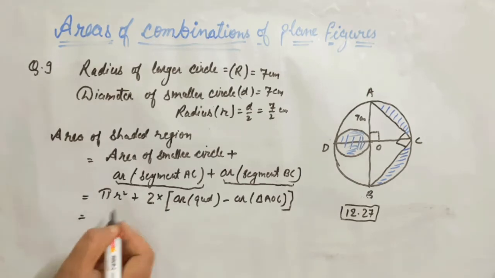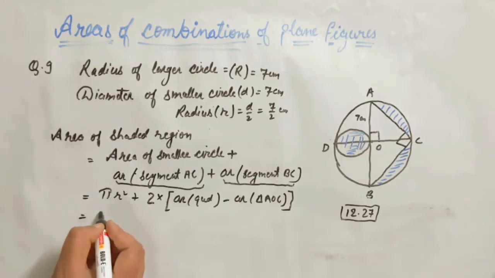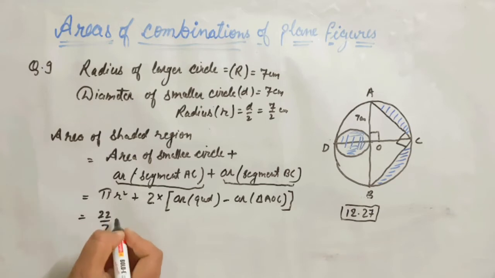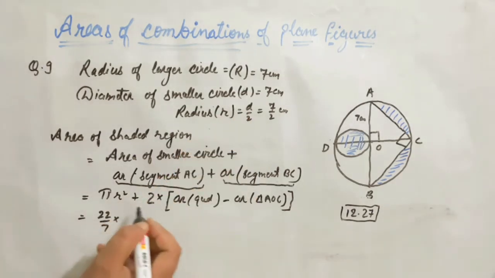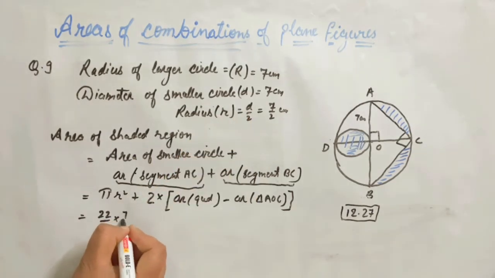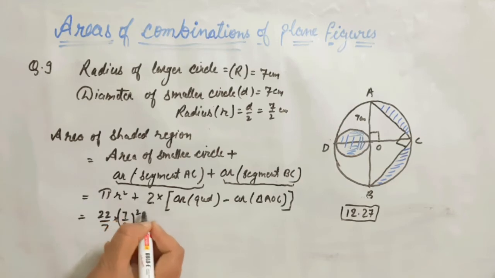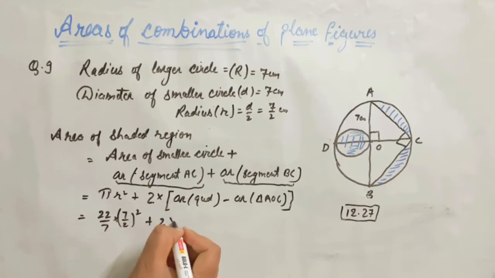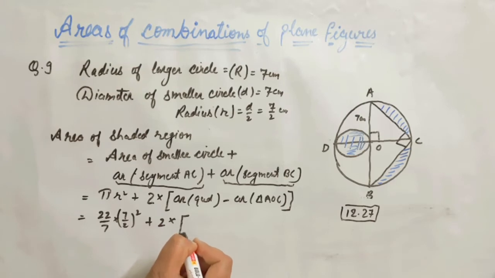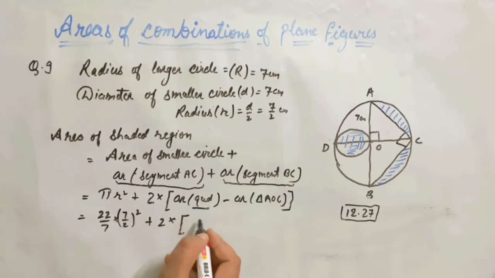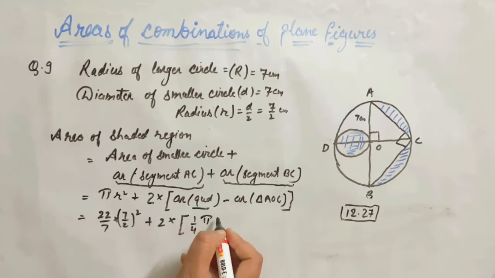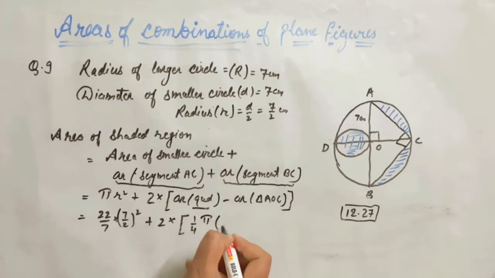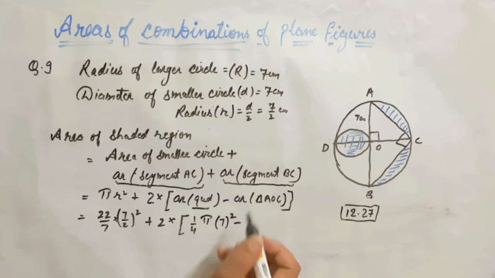So let us replace the values. Pi is 22 upon 7, r square, r is 7 upon 2, so you can write 7 upon 2 square, plus 2 into area of quadrant. So quadrant is 1/4 of the circle, so it is 1 upon 4 into pi capital R square. So capital R is 7, so into pi 7 square minus area of triangle AOC.